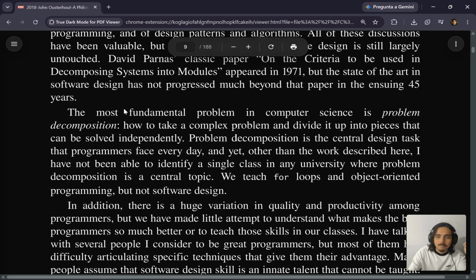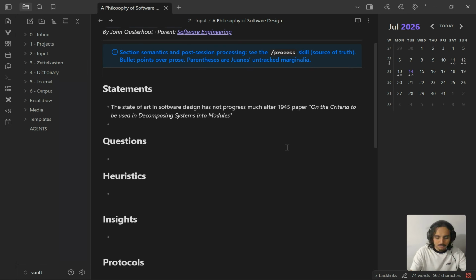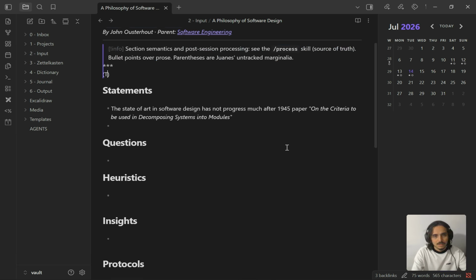The most fundamental problem in computer science is problem decomposition. How to take a complex problem and divide it up into pieces that can be solved independently. So this is a huge statement. I think this is worth remembering: the most fundamental problem in computer science is problem decomposition. I feel comfortable putting that here. So the biggest problem in computer science is problem decomposition.